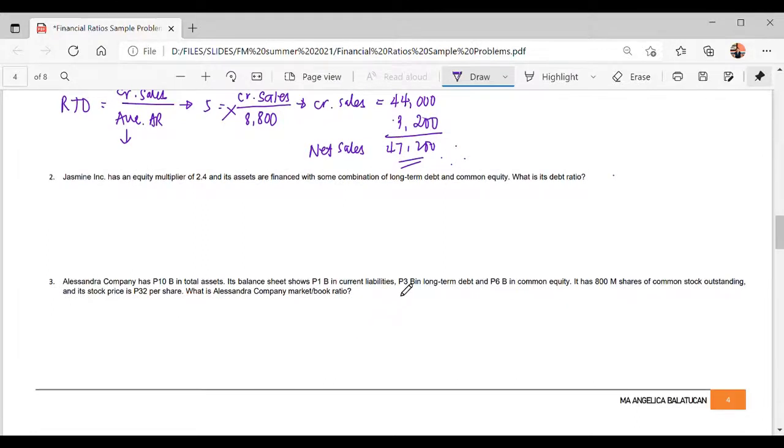Question number 2. What is the debt ratio? What are your answers? Kindly answer it in the chat box. Okay, so what is given here? You have the equity multiplier, then it's financed with a combination of debt and equity. So what would be the debt ratio?